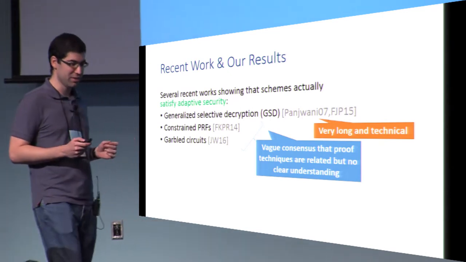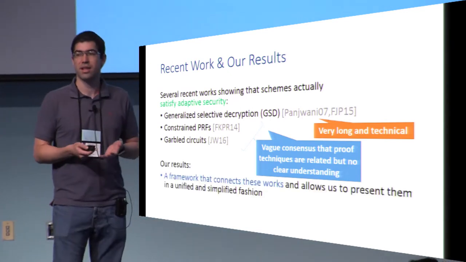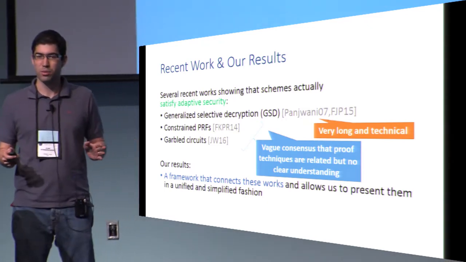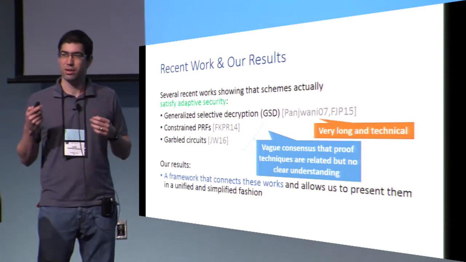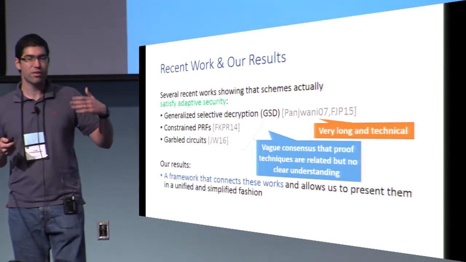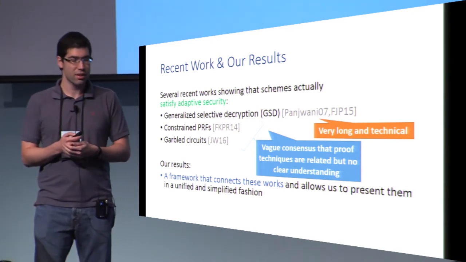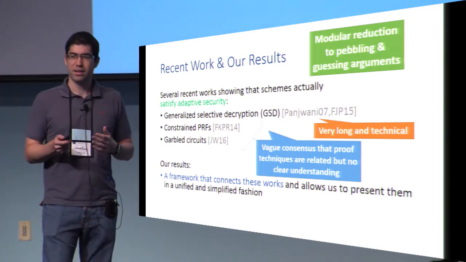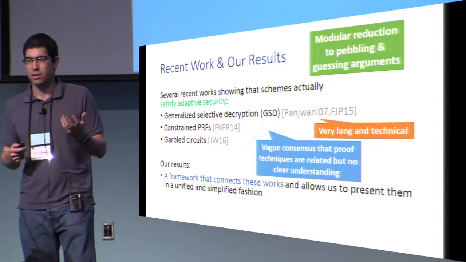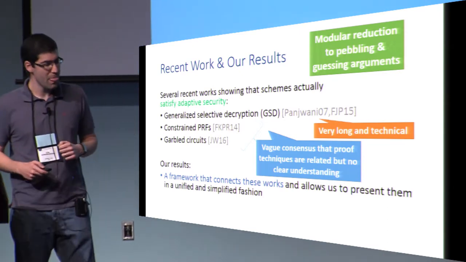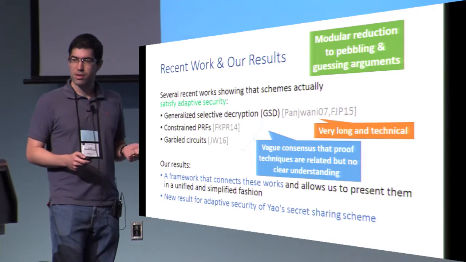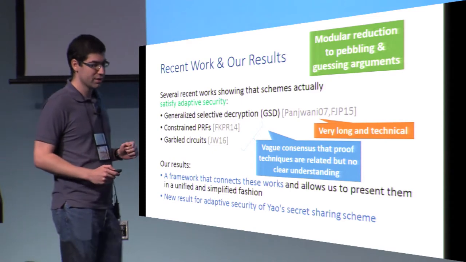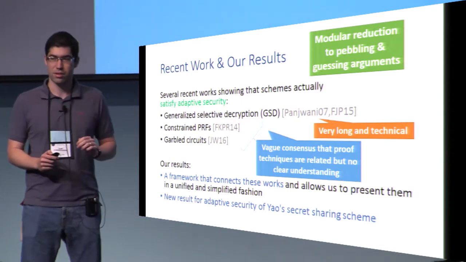They're super complicated. Our first main contribution is a framework that shows that all of these constructions basically follow the same pattern in the proof, and we recover all the results from all these previous works using our framework. Our framework is quite modular. It basically takes a problem and reduces it to a combinatorial problem about pebbling of graphs. And as a bonus, we also get a new result for the adaptive security of Yao's secret sharing scheme, which I'll talk about next in this talk. So these are our results.